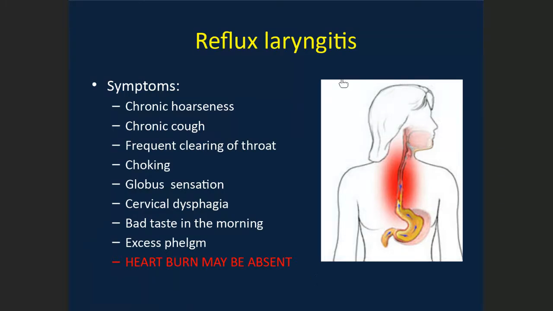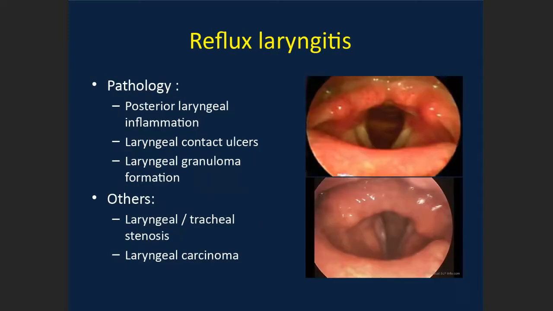That means the patient you will label as reflux laryngitis. So it has more symptoms: chronic, annoying cough, frequent clearing. It has even an index and other things. I will not go into detail on that. But how can we know pathologically from the endoscopic picture? If you are looking, you have posterior laryngeal inflammation. You have inflammation in the posterior of the larynx.